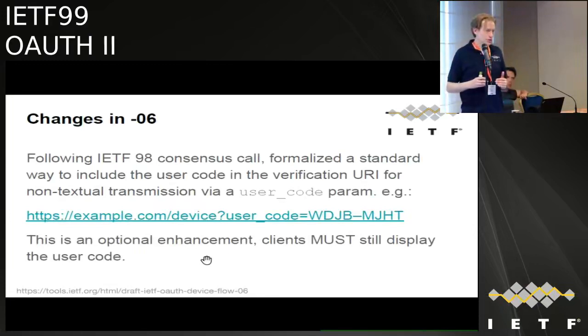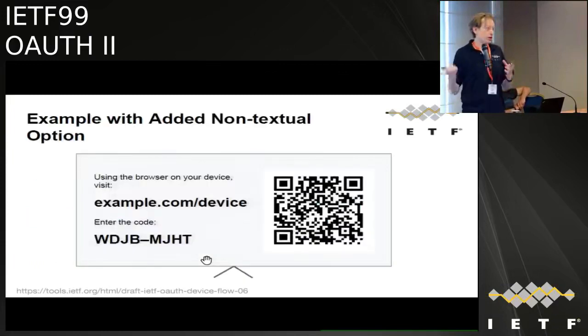If you're not familiar with the draft, the authorization server responds with a number of different fields, and the verification URL is a separate field to the user code. The intent is that these things are separately consumable. But what if you want to do something like this, right? What if you want to have a QR code or any kind of non-textual transmission of that URL?